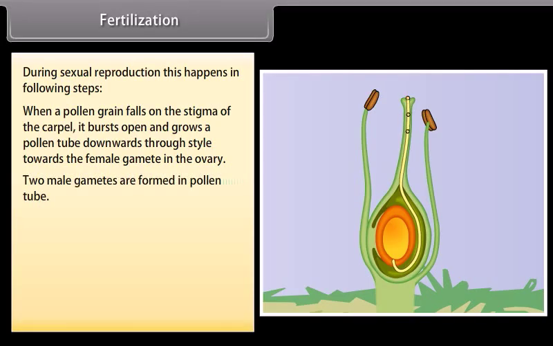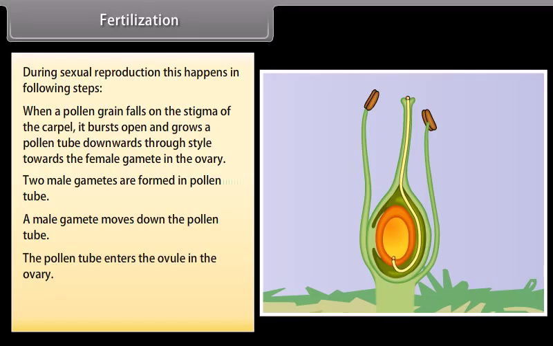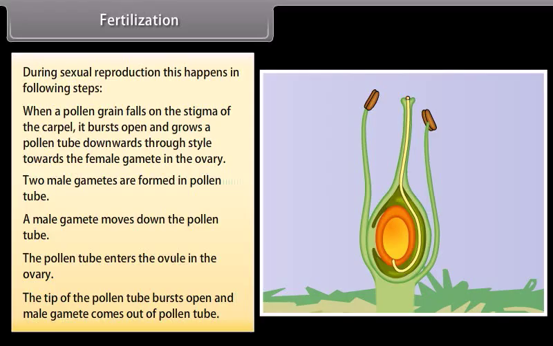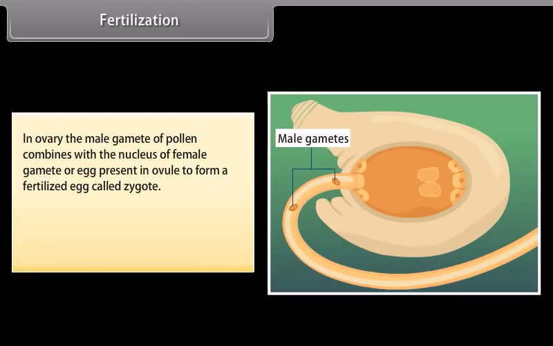Two male gametes are formed in the pollen tube. A male gamete moves down the pollen tube. The pollen tube enters the ovule in the ovary. The tip of the pollen tube bursts open and the male gamete comes out of the pollen tube. In the ovary, the male gamete of the pollen combines with the nucleus of the female gamete or egg present in the ovule to form a fertilized egg called a zygote.